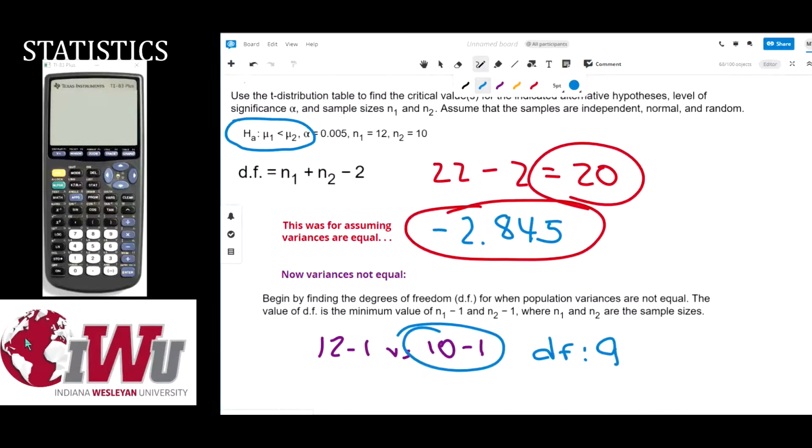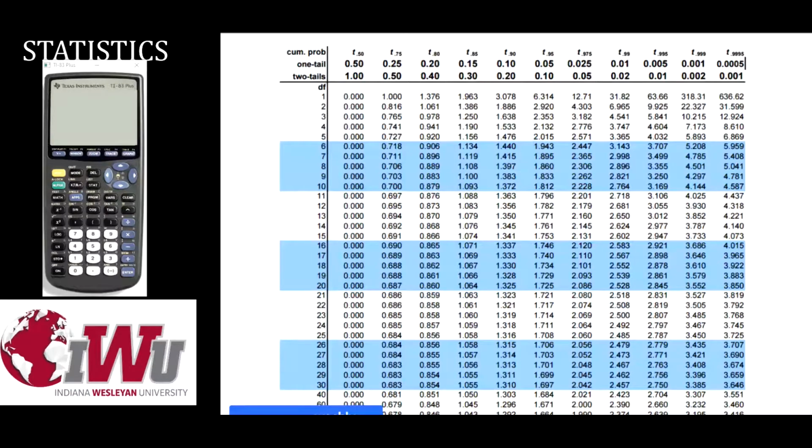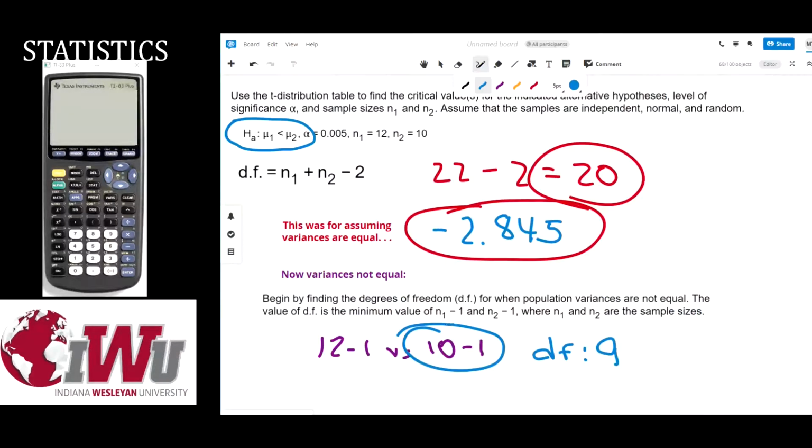Okay, so now we have degrees of freedom of 9, but we have the same situation. On our t-table, we're in the same column, the 0.005. This time we have degrees of freedom of 9, so we're looking right there. There we go. So 3.25.